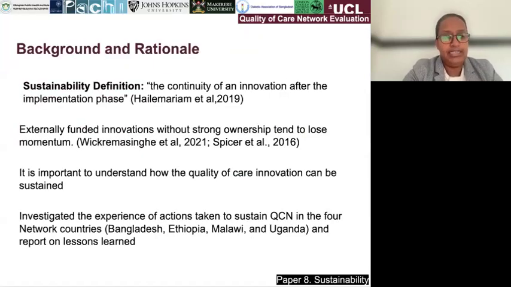So we define sustainability as the continuity of an innovation after the implementation phase. And evidence suggested that externally funded innovations without strong ownership tend to lose momentum after the donor funding has stopped. So it was important to understand how the quality of care innovation can be sustained and how it worked. So we investigated the experience of action taken to sustain quality of care network in these 4 network countries. Next slide, please.